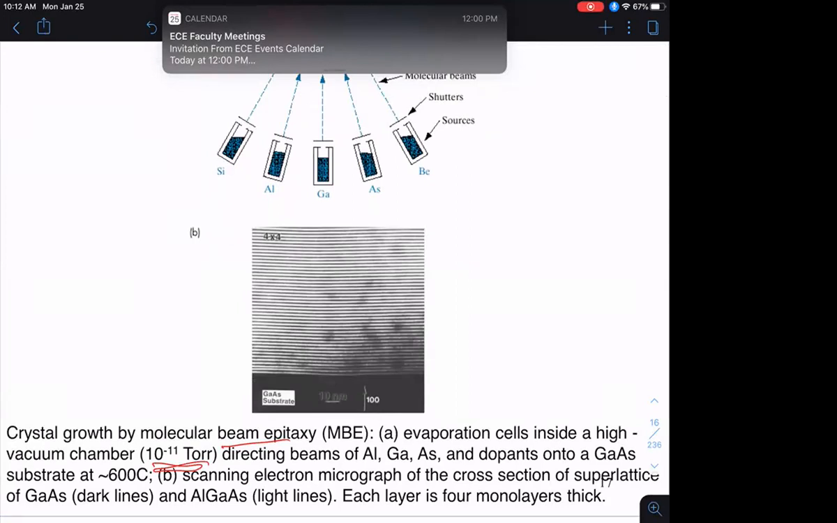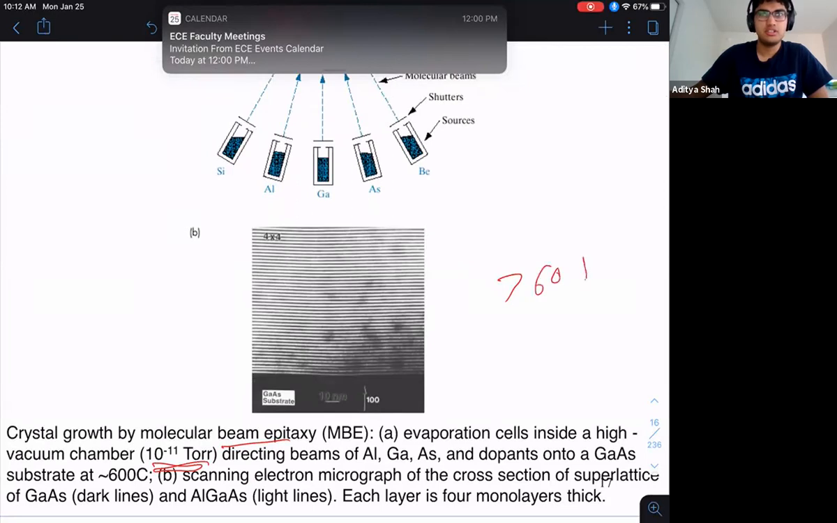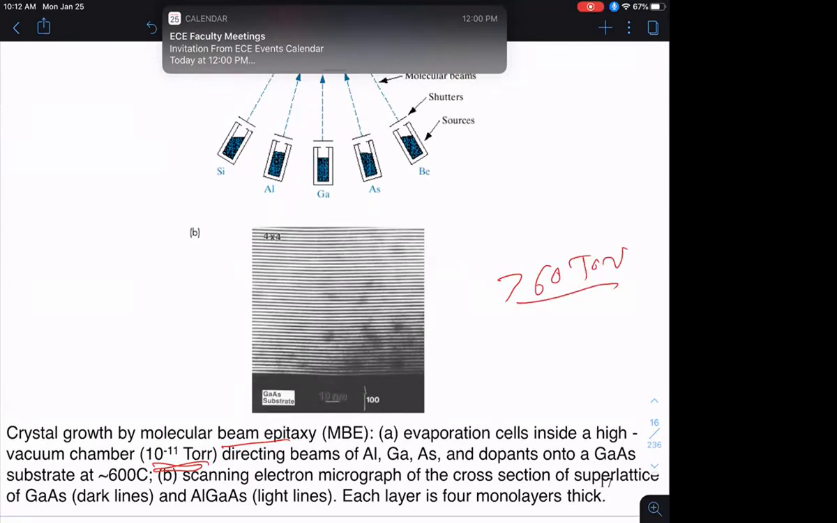Now, just for calibration, atmospheric pressure, do you know what that is? 760 torr. Yes, very good. So this is roughly 14 orders of magnitude better vacuum than atmospheric pressures.